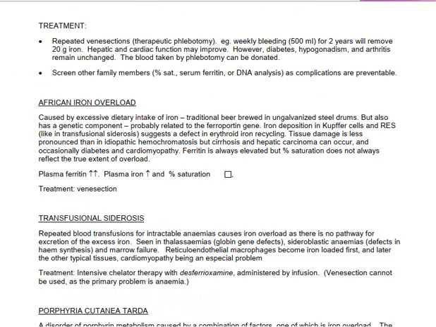Now, you have African iron overload. This is caused by excessive dietary intake of iron. You need to know that traditional beer drinkers, who brew beer in steel drums, and also people in our context who like to eat too much meat, are associated with African iron overload. Is it clear? This is going to result in iron deposition in hepatocytes and the reticuloendothelial system. Is it clear? Unlike in transfusional siderosis, that is going to suggest a defect in erythroid iron recycling.